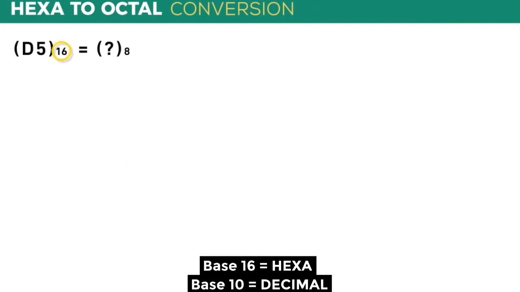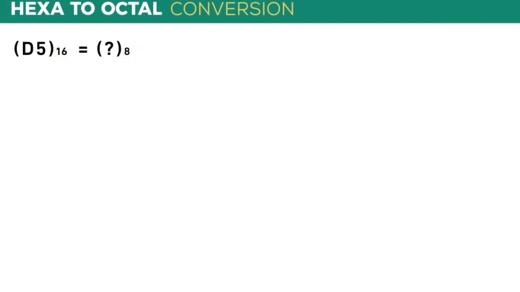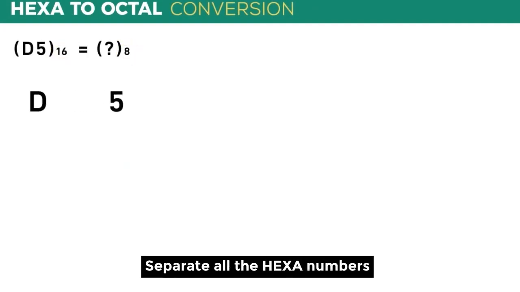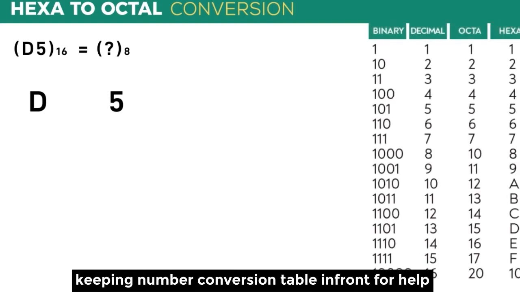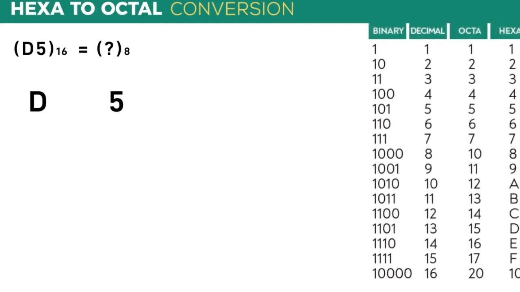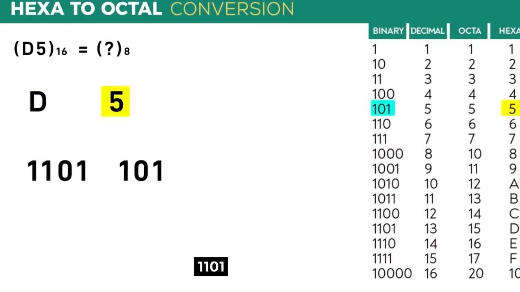Now we will convert hexa to an octal number. D5 is the number in question to convert, keeping the number conversion table in front of us for help. D equates to 1101 binary. Separate both the numbers given in the question, D and 5.